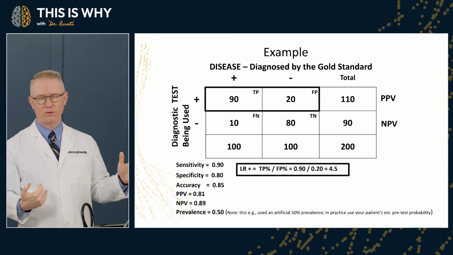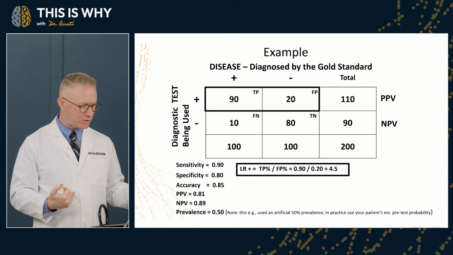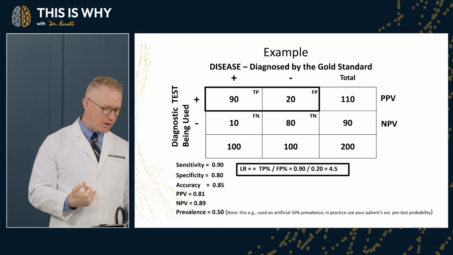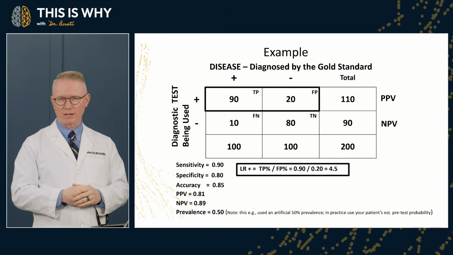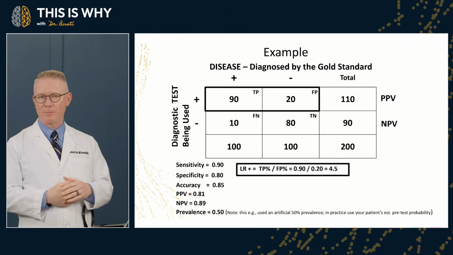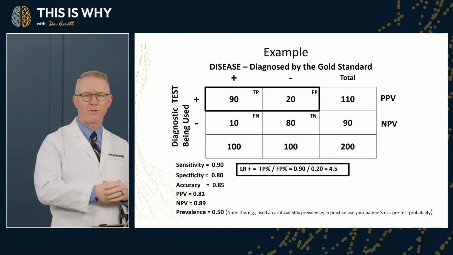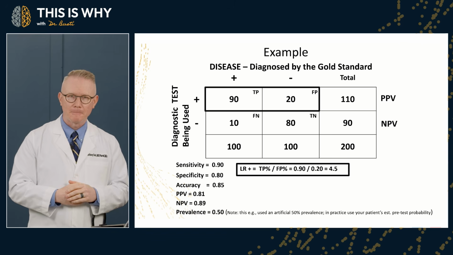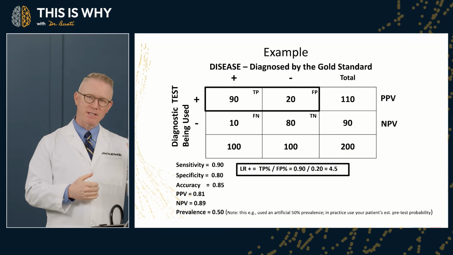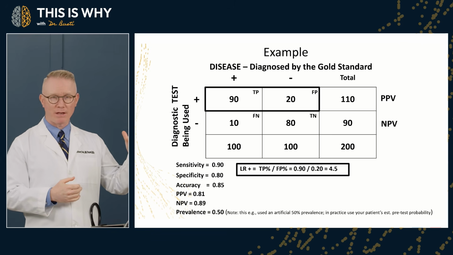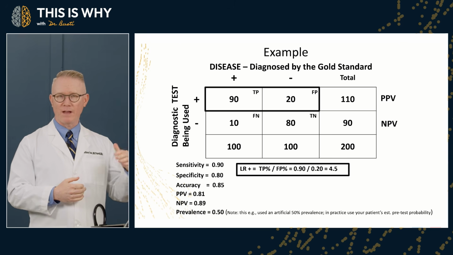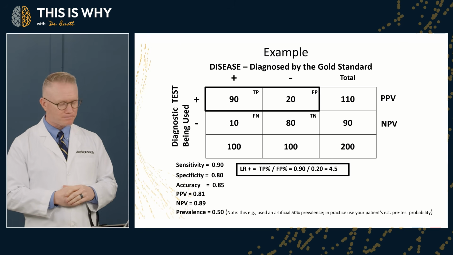And again, I walked through how to do those in previous lectures. Our positive predictive value was 81%. Our negative predictive value is 89% at a prevalence of 50%. So remember, sensitivity and specificity are not influenced as much by the prevalence, but the predictive values are, okay?